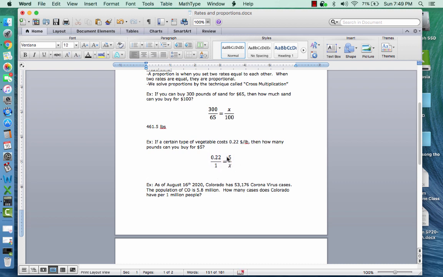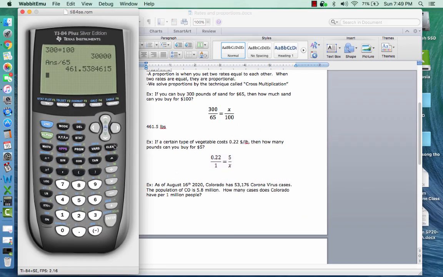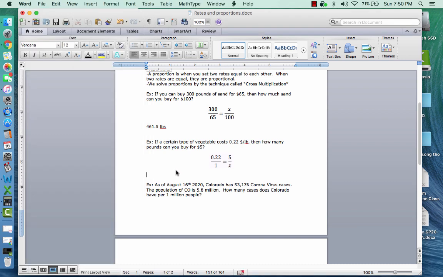So I start with the two corners that don't involve x. I multiply those two numbers, and then I divide by the third number. So this is going to be 1 times 5, which is just 5, divided by 0.22. And what am I getting this in? Pounds, right? Okay, so I'll just round to the nearest tenth again. Since this is a 2, I keep that the same. So this is going to be 22.7 pounds.